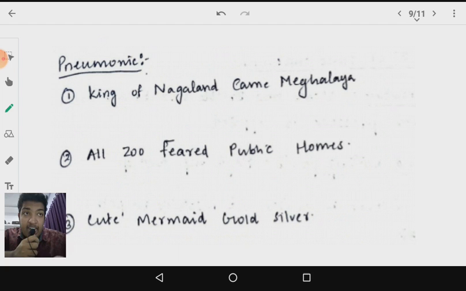King of Nagaland came Meghalaya. All Sioux feared public homes. Cute, mermaid, gold, and silver. So, what is the meaning of this? So, let us take one by one.